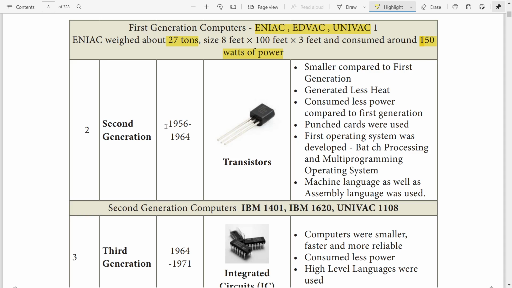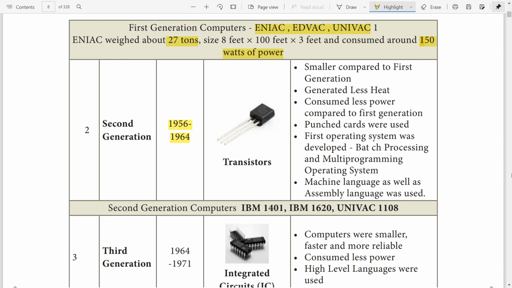Next, second generation. The time period is 1956 to 1964. Now we are going to introduce transistors in it. Smaller compared to first generation, it's a positive one. Generated less heat. It is also a positive one. Advantage, consumed less power compared to the first generation. Compared to previous generations, these three will be common: smaller in size, generation of heat is low, less power consumption.